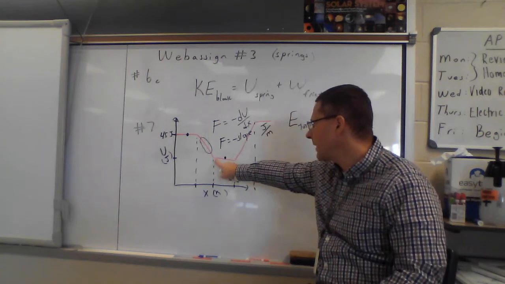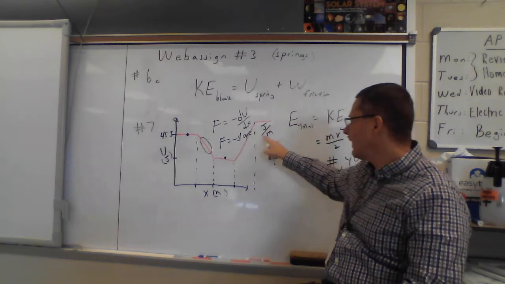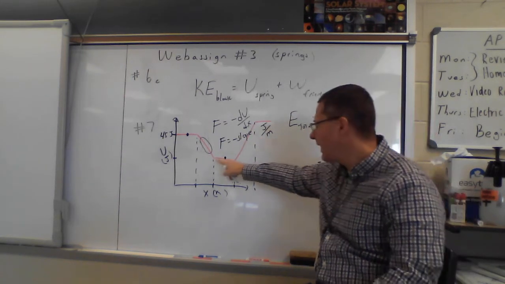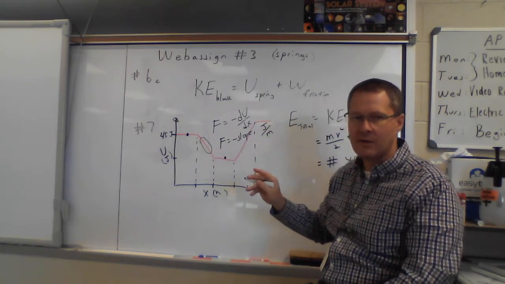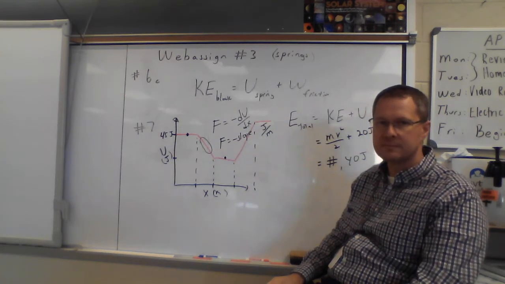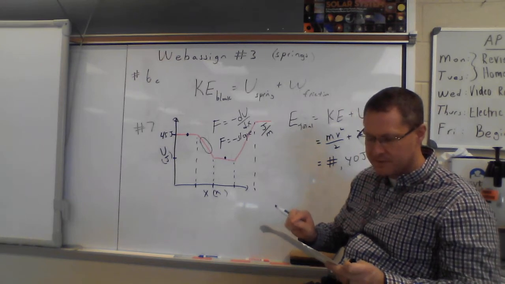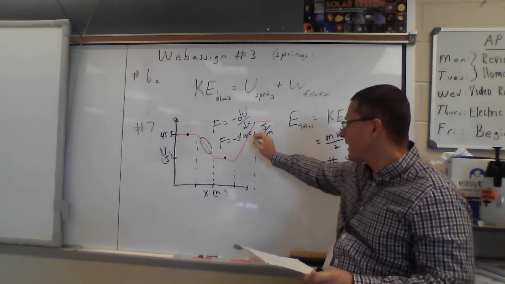So if you've got a certain amount of energy here, you can figure out, again, from that ratio, from that slope, how far do you go until you've used up all your energy. And it's pretty much the same thing for letters C and D. I think they're just asking about the other side.